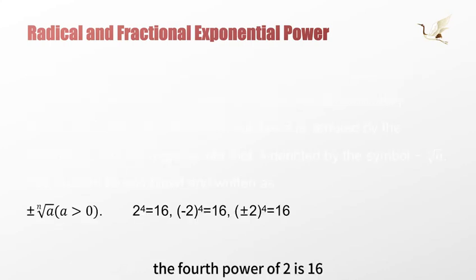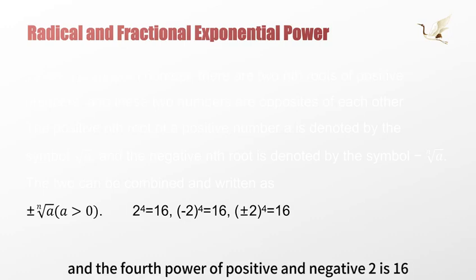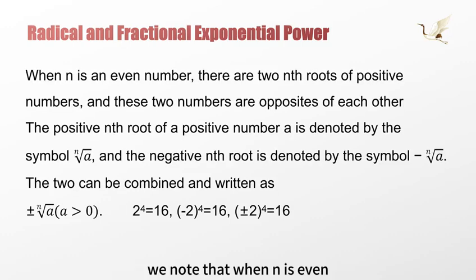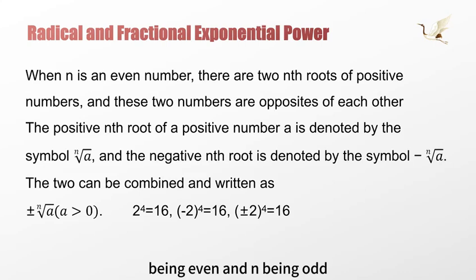The fourth power of 2 is 16, the fourth power of negative 2 is 16, and so the fourth power of positive and negative 2 is 16. We note that when n is even, the nth root of a positive number consists of two opposite numbers. There is a very important difference between n being even and n being odd.